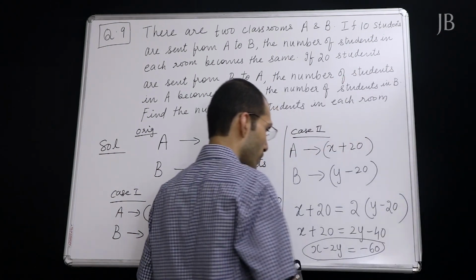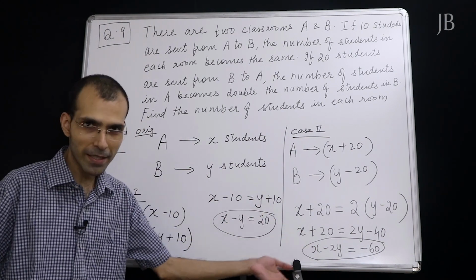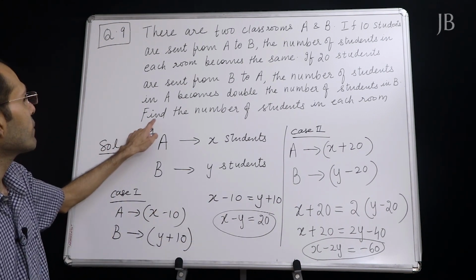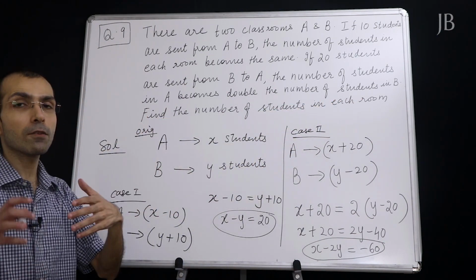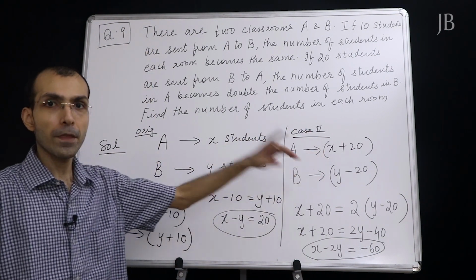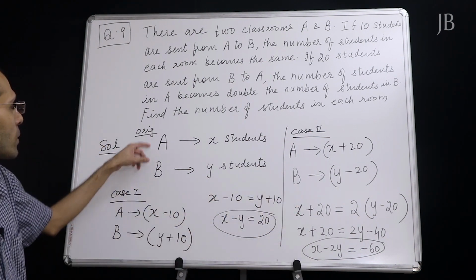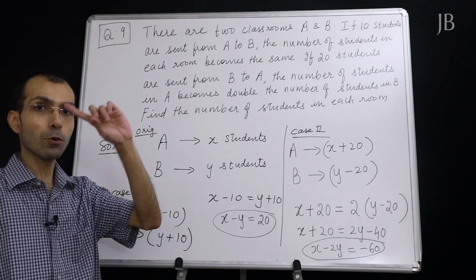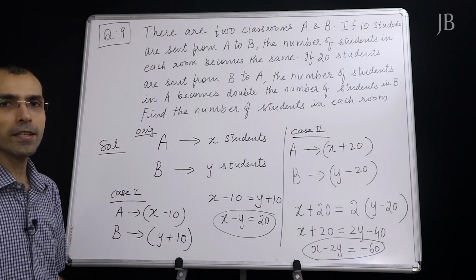And I hope now you can manage this on your own. Solve these two simple equations simultaneously. You will get the values of x and y. And what have they said? Find the number of students in each room. That means they are telling you, by default, the original case, neither case 1 nor case 2. So you solve for x and y, and whatever answer you get, classroom A will have so many students and classroom B will have so many students originally. So this completes your topic. Hope you enjoyed it. Thank you so much.